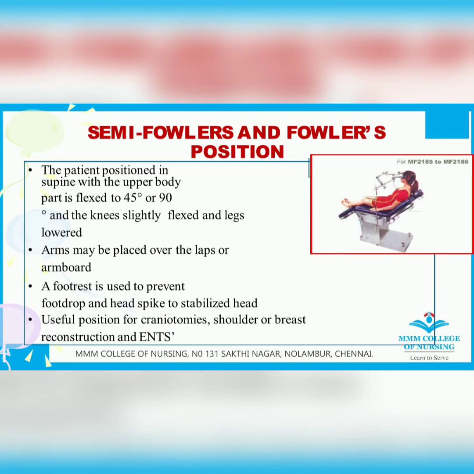Semi-Fowler's and Fowler's position. The patient is positioned supine with the upper body flexed to 40 degrees or 90 degrees, the knees slightly flexed and legs lowered. Arms may be placed over the lap or on an armrest. A foot rest is used to prevent foot drop and a head spike to stabilize the head. Useful positions for craniotomies, shoulder or breast reconstructions and ENT.